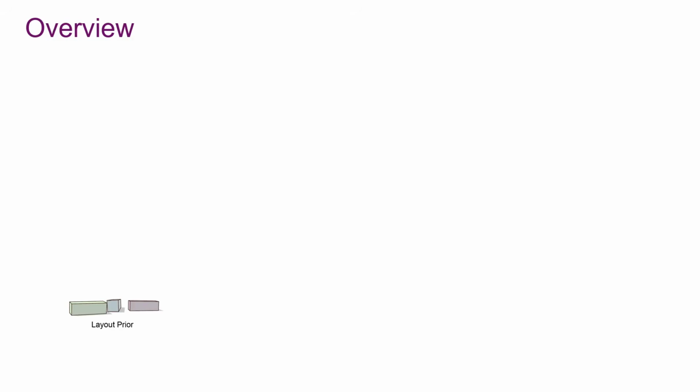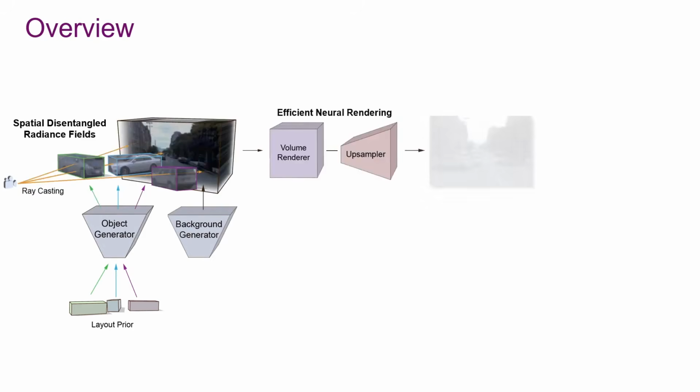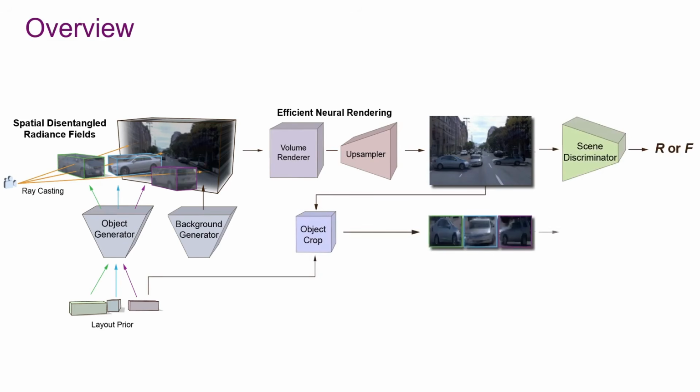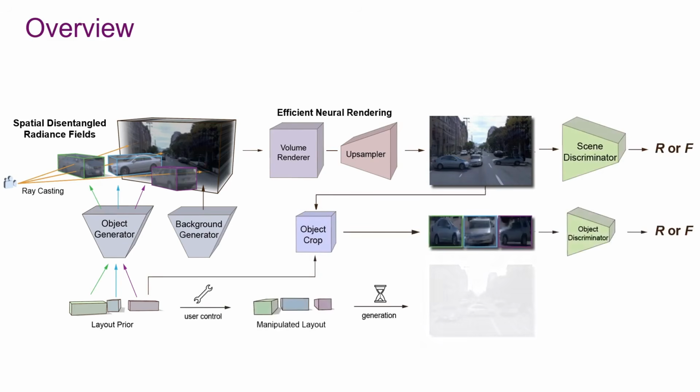Our framework employs a highly abstract object-level representation, specifically 3D bounding boxes without semantic annotation, as the scene layout prior for 3D-aware scene synthesis. Conditioned by the layout prior, our spatially disentangled generative radiance fields generate individual objects and the background. Our efficient neural rendering pipeline then composites the scene into a low-resolution feature map using the volume renderer, which is then upsampled to the final high-resolution image using a StyleGAN2-like upsampler. During inference, users can manipulate the layout to control the generation of a specific scene at the object level.